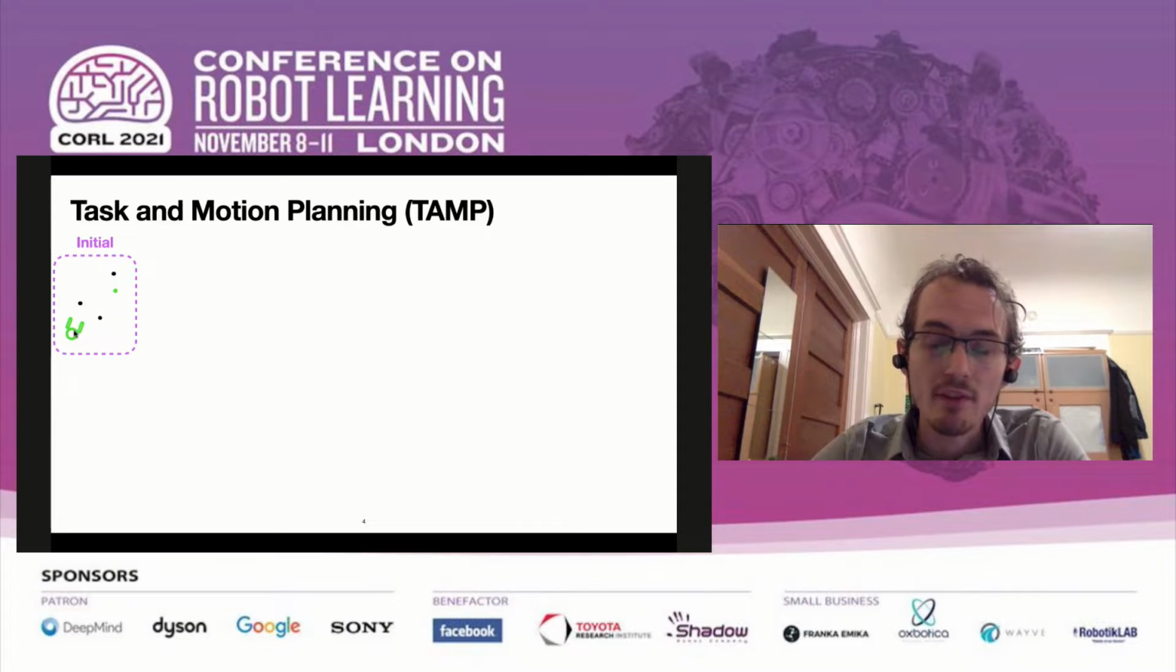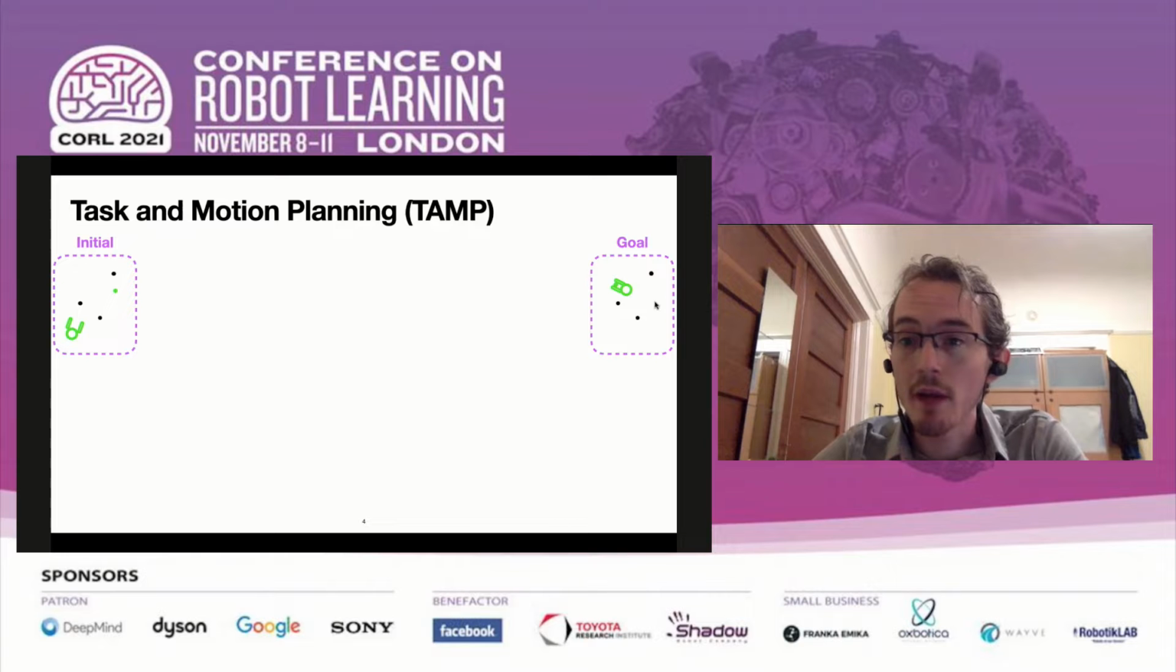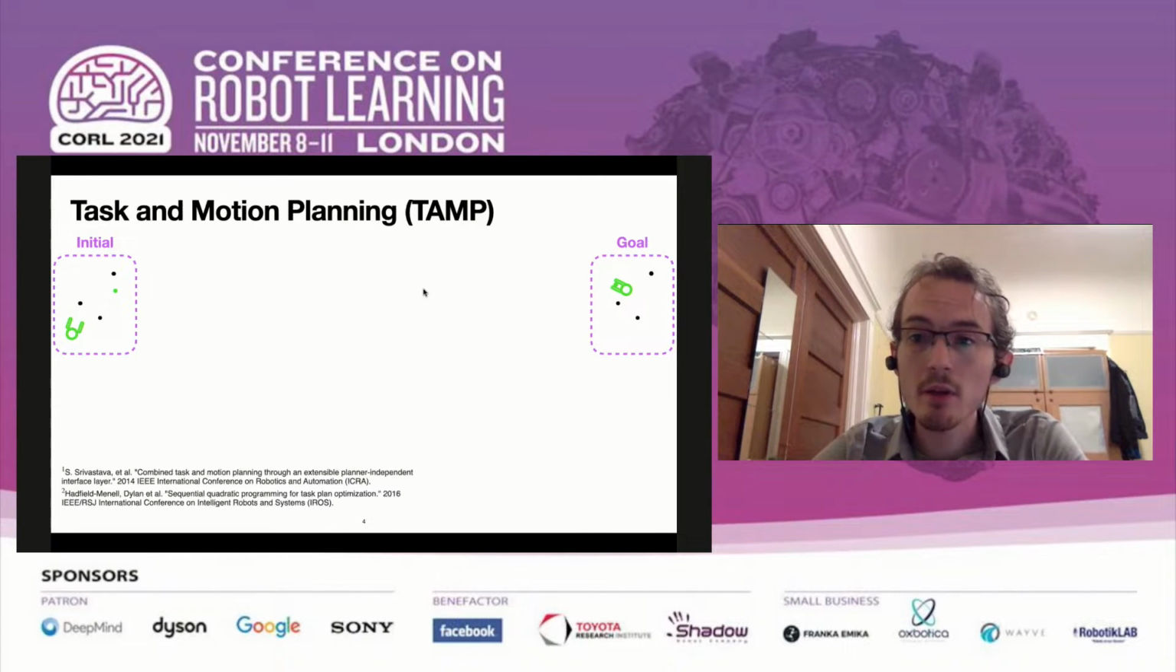We're going to have a cylindrical robot with a gripper and some objects, and the goal is going to be to grab the green object and move it to a target while avoiding collisions. Now, there are a lot of ways to go about task and motion planning. Here are the citations for the approaches we adopt, and you can refer to our paper for further details.